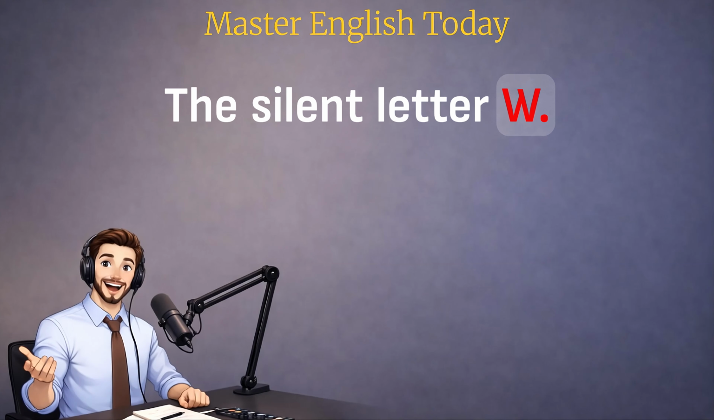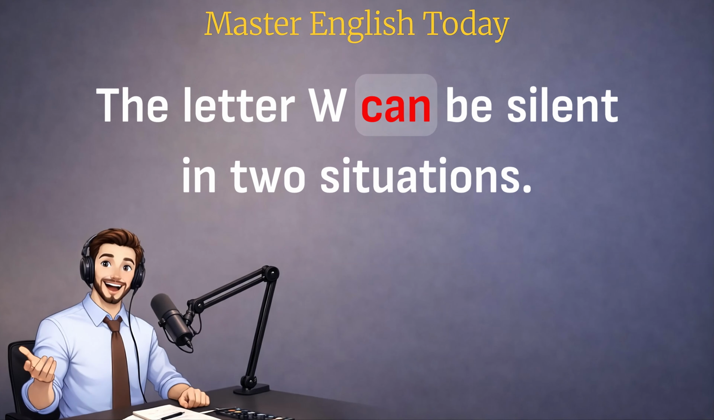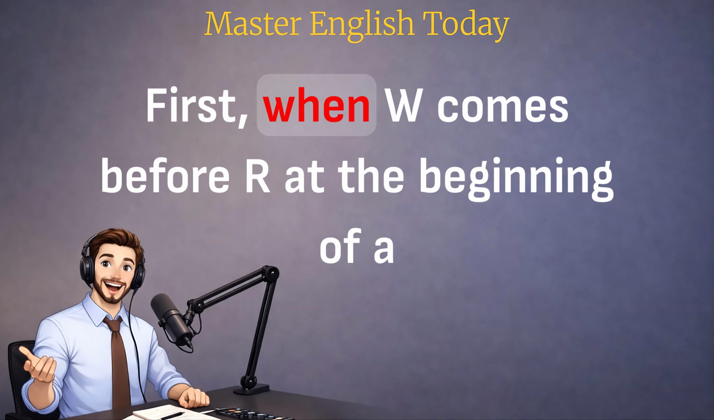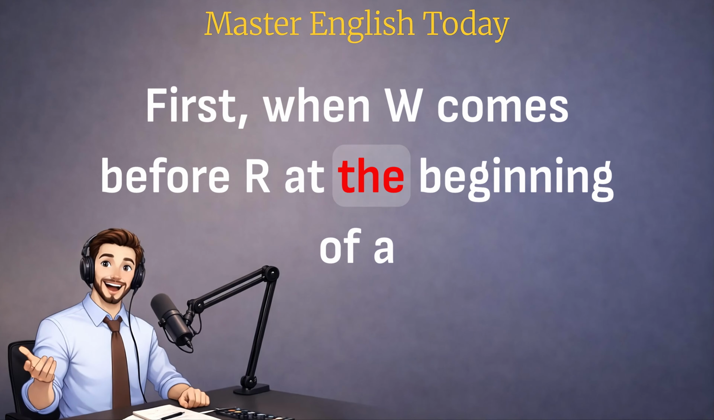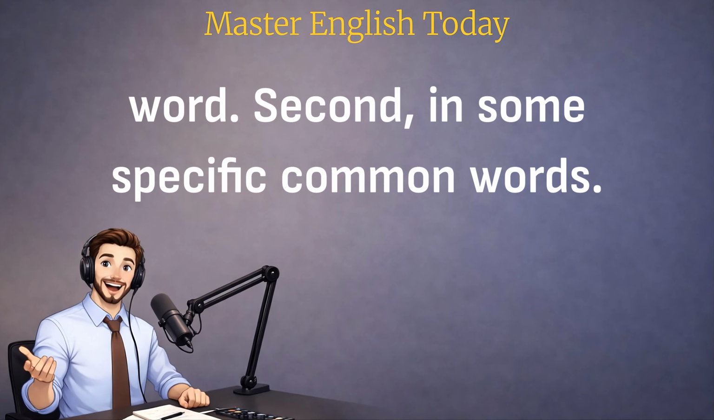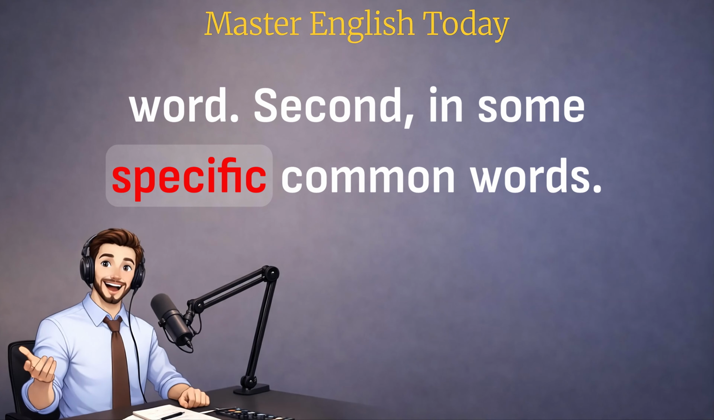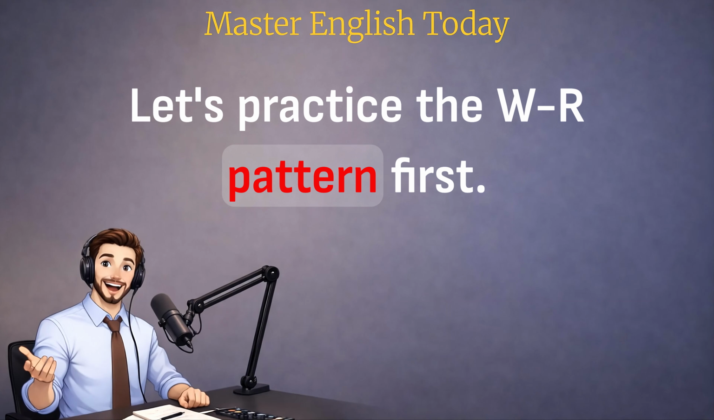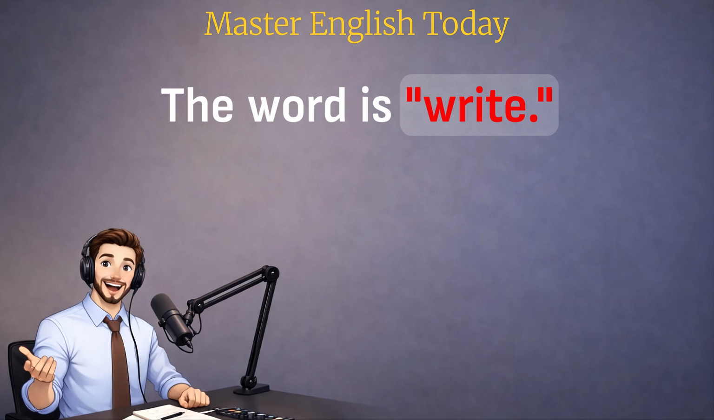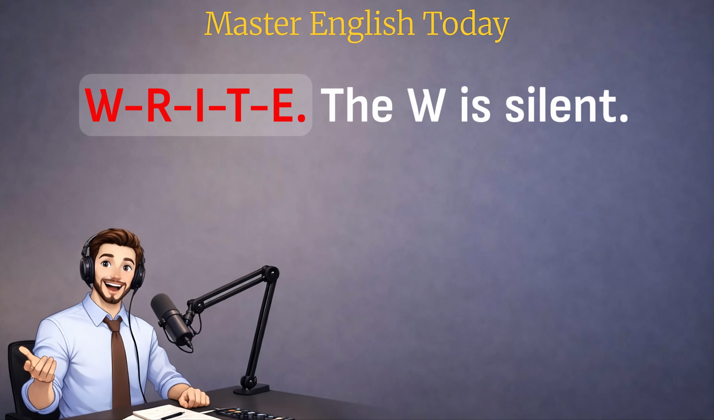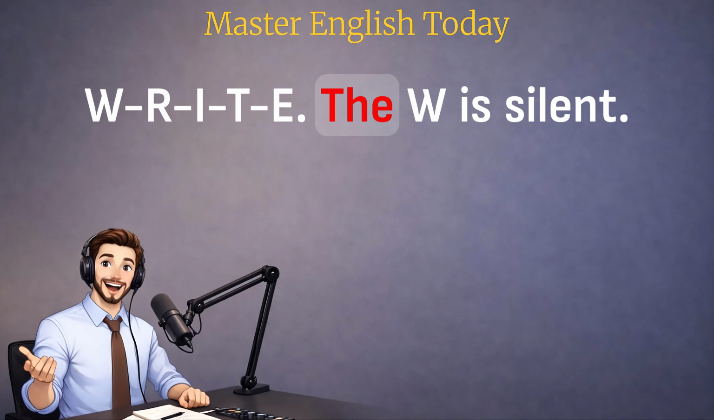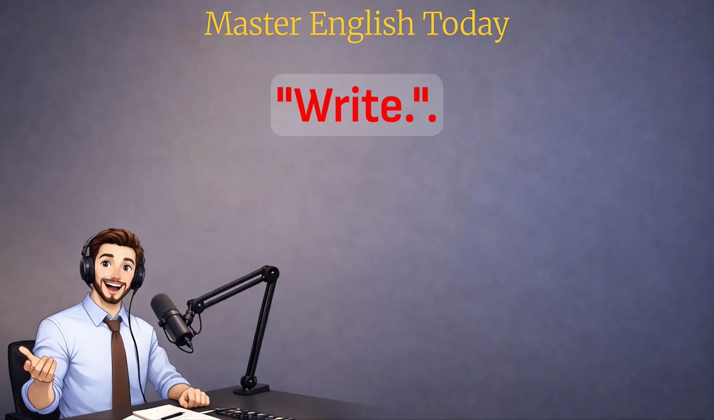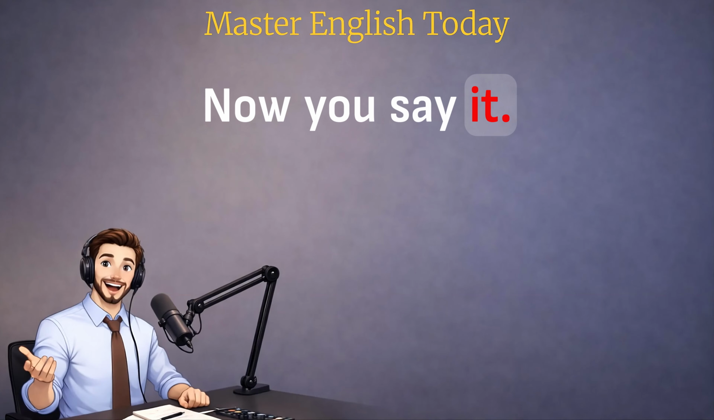The silent letter W. The letter W can be silent in two situations. First, when W comes before R at the beginning of a word. Second, in some specific common words. Let's practice the WR pattern first. The word is write. W-R-I-T-E. The W is silent. You say write. Now you say it.